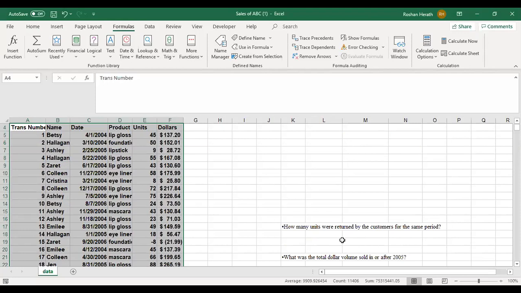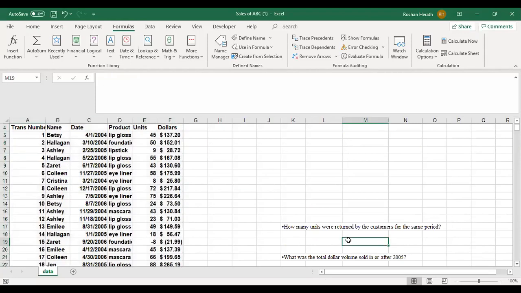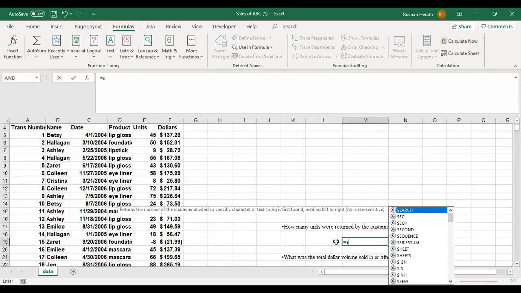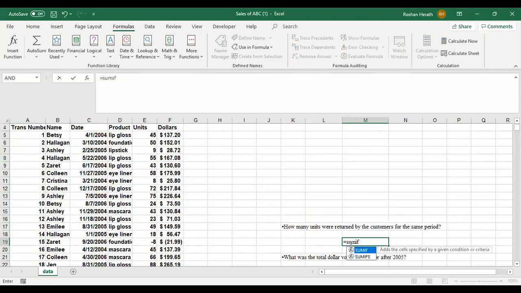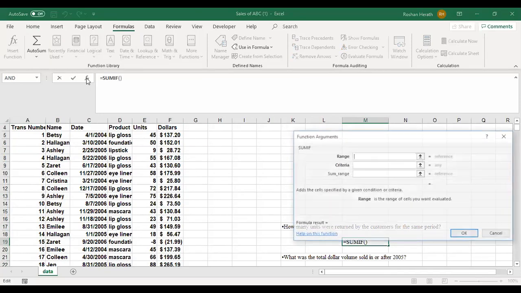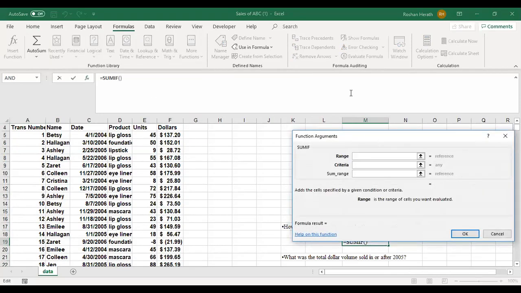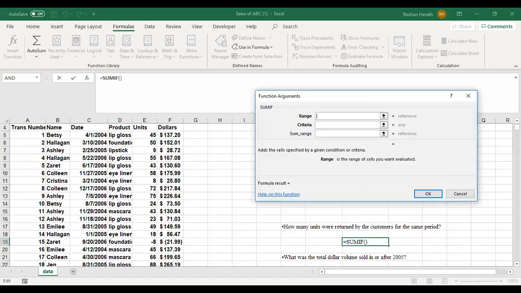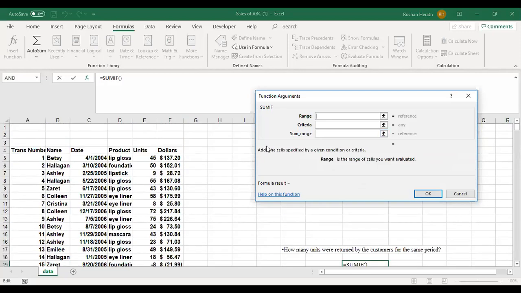Then how many units were returned by the customer for the same period? Then how do you ensure? So it is simply what is below, what is less than 0. So what you could have done is take the return. You have to take the SUMIF as usual, and the range has to be, this time, the units. It is units, no? You may simply type that, then it comes.